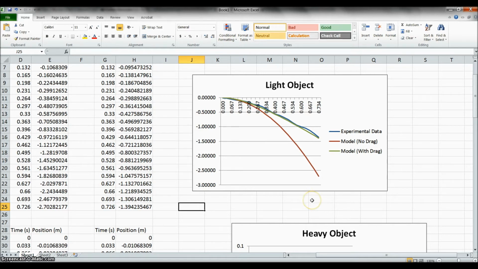We can see the model with no drag far underpredicts where the position of the object is going to be over time. The reason for that is that the model with no drag predicts how the object would fall in a vacuum. For this light object with a light mass and a large surface area, the force of air resistance is actually pretty big. To have an accurate model of its motion as it falls downward, we must include air resistance.